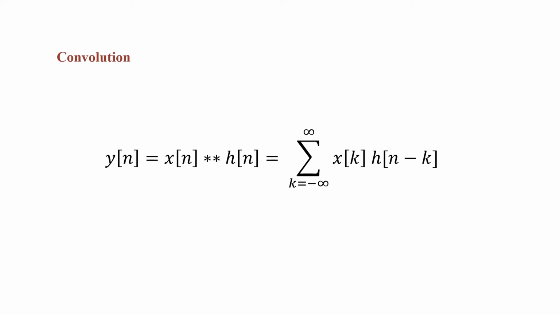Now our next topic is convolution. Here we see the formula for convolution. In another video, we'll be explaining the formula, but simply put, you can define convolution as an operation between two signals, and the output of this operation represents how a signal can be modified by another signal.